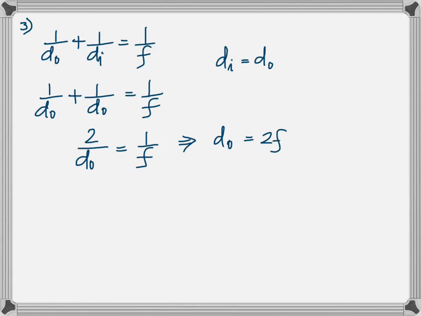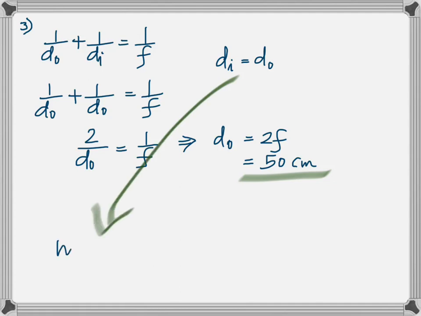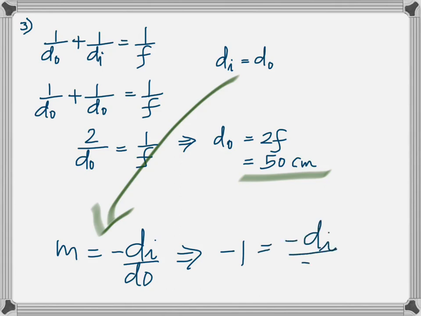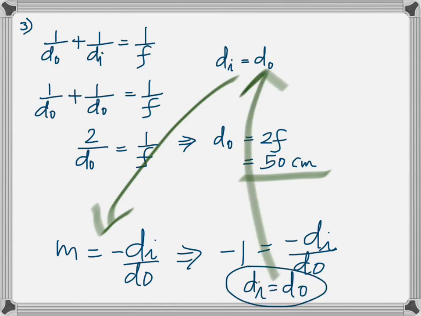Once you get that, find do. I'm trying to explain how I got di is equal to do. Magnification is -1. Why? Because it's a real image. That's how I got di is equal to do, and then you got the answer as 50 centimeter.